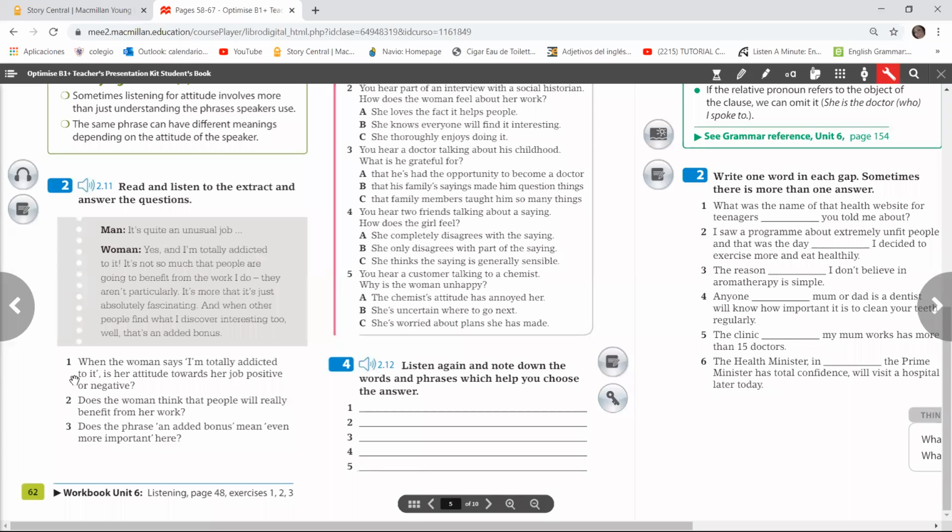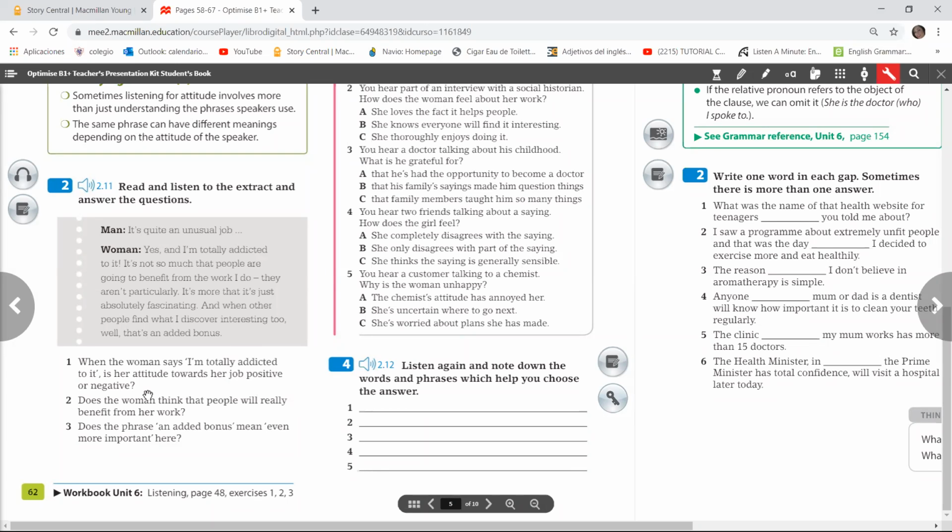I have here the question number 1. When the woman says, I'm totally addicted to it, is her attitude towards her job positive or negative? Okay, can you help me please, Carrera? Positive or negative?